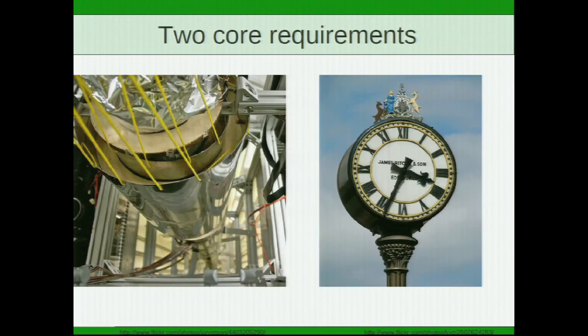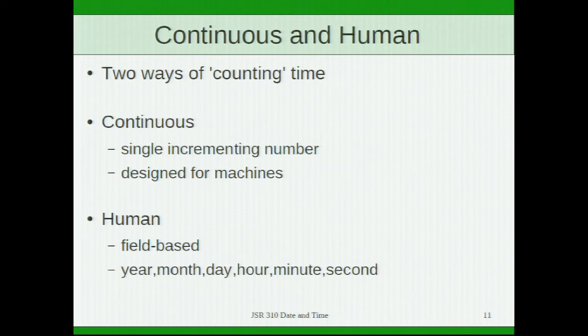So in the analysis, you end up with two core requirements: machine time and human time. The one on the left is a cesium clock. That's the atomic clock that counts the true length of a second in terms of the number of permutations of a cesium atom. So that's what one of those looks like. The continuous stuff is a single incrementing number. It's great for machines, because machines are great at just counting incrementing numbers. We know this in Java util Date, where you just store a number of milliseconds from 1970. Whereas humans, we like to deal with something sensible we can grab hold of. So we deal with years, months, days, hours, minutes, seconds. There's obviously a relationship between these two things, but they are different.